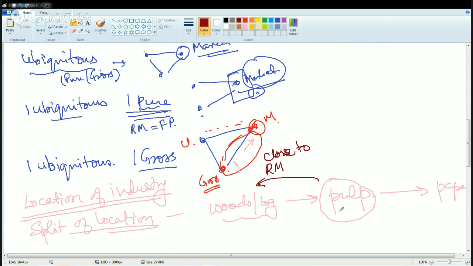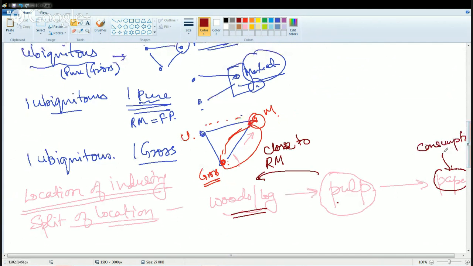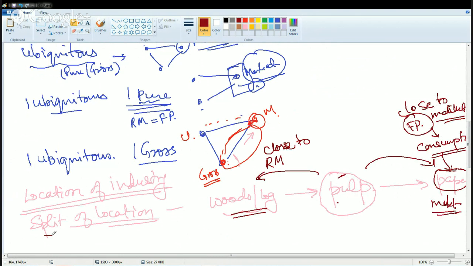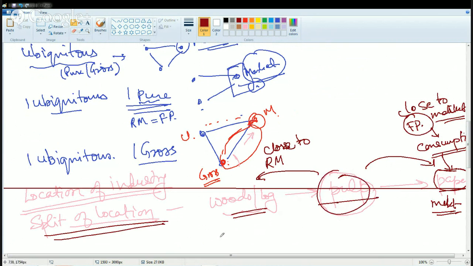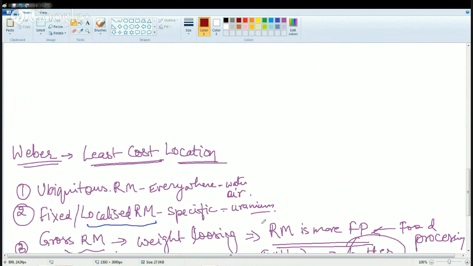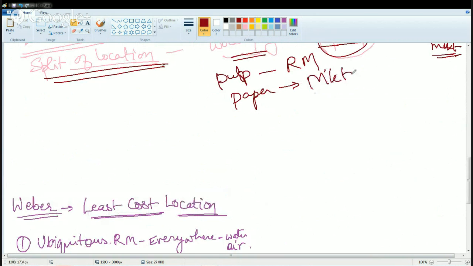Close to raw material. So my pulp industry would be close to raw material. But the paper industry is totally based on consumption. So it would be close to the finished product, the market. Now the paper industry would require this pulp, but it is driven by consumption, so it would be close to the market. So in this case, there is a split of location. The same process involves two industries, pulp industry and paper industry. But the pulp industry would be located close to the source of raw material, while the paper industry would be located close to the market. So this is what we understand about the split of location.